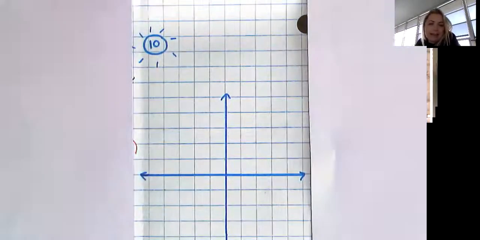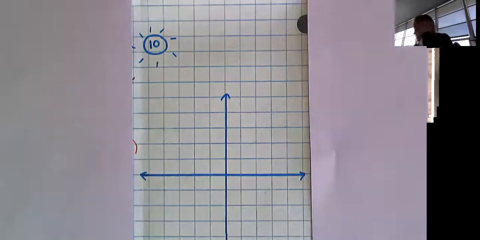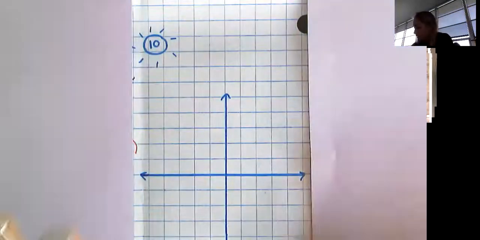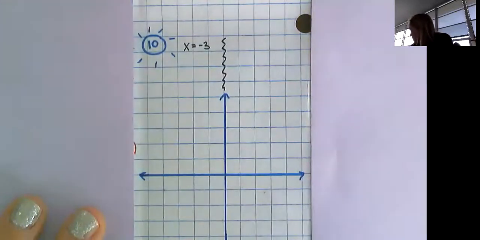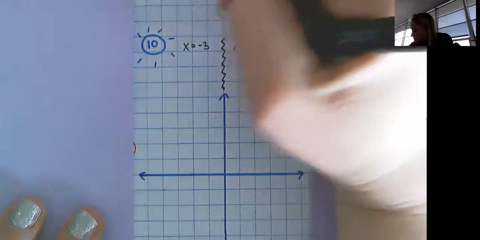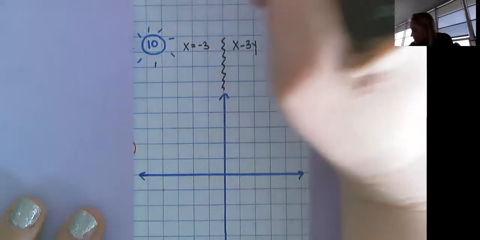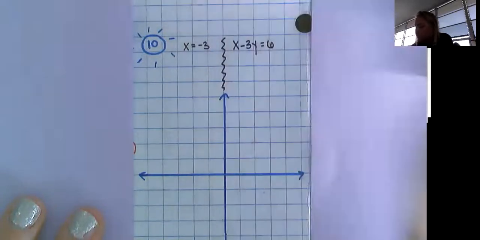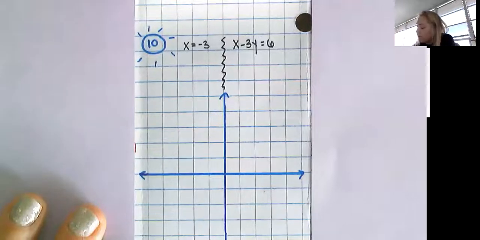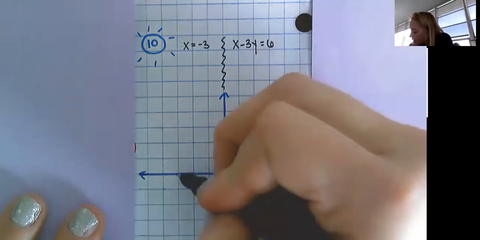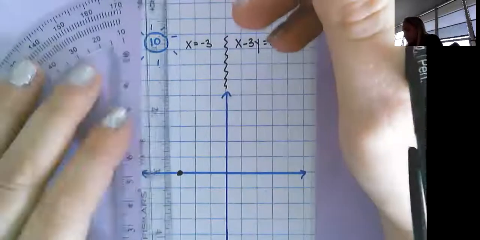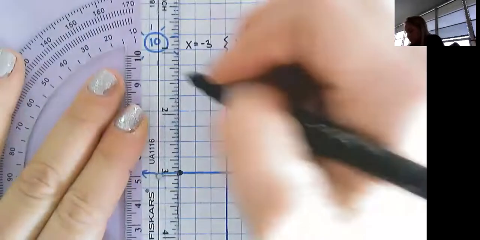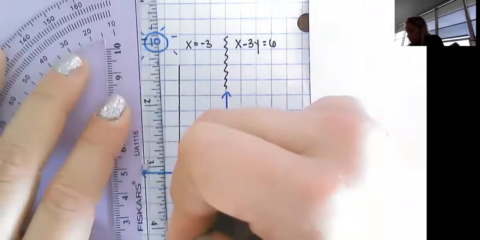We're going to start by writing the equations at the very top. So one of the equations is x equals -3, and the other equation, x minus 3y equals 6. Okay, so we'll start with that x equals -3. I go to the x-axis, I find -3, I draw a dot there, and then I'm going to draw a straight line crossing through that spot. This will be my vertical line.